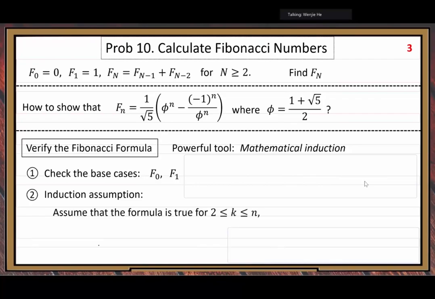Assume that the formula is true for k in the range greater than or equal to 2, less than or equal to n. Less than or equal, because we verified that when k equals 2, it's true. In the earlier part, we verified 2 and 3.